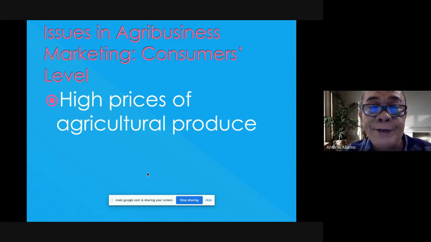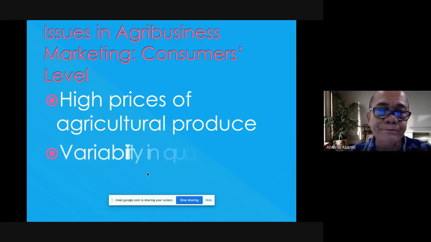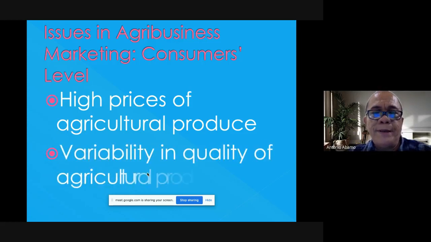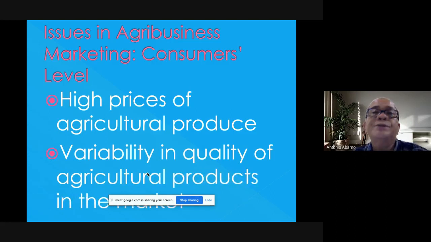The inefficiency of the transaction is what makes it more expensive. Okay? If you are very close to the market, you can command a higher price. And if you have good harvesting facilities, you can command a price. That's always the case, no? Now, variability in the quality of agricultural products, very inconsistent quality also. That's why consumers are also really finding it difficult to maintain their purchases of a good quality product. No?